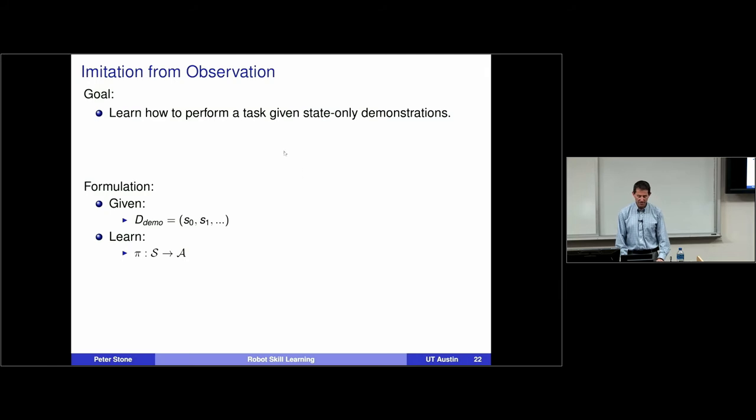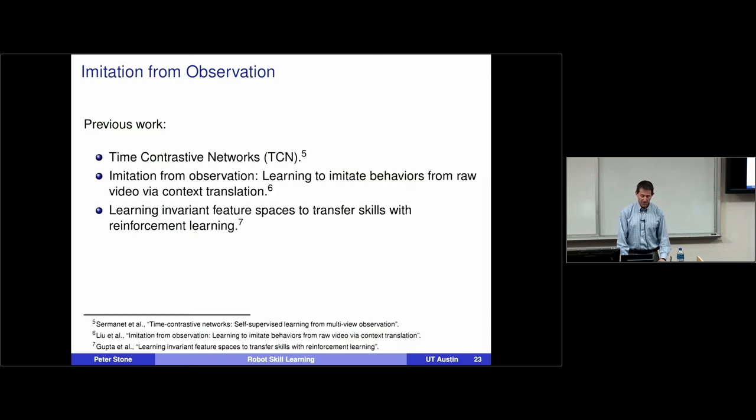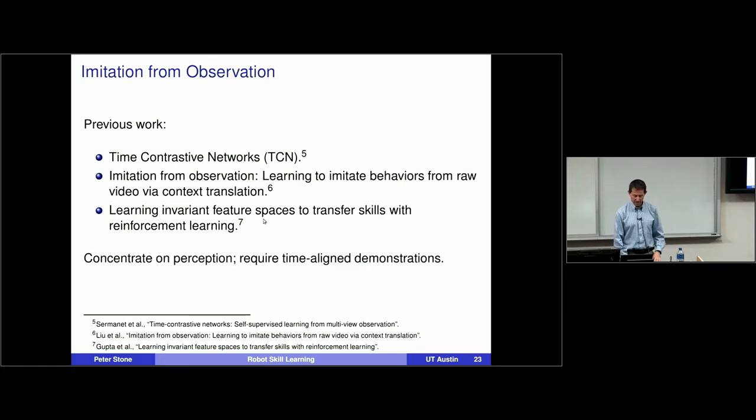So our goal is to learn how to perform these skills in a situation like that. We're given a demonstration of states, and we want to learn the policy that maps the states to actions that led to that sequence of states. There has been some other work in this space as well. As I indicate on this slide, the commonality they have, and the thing that differentiates it from what we're doing here, is that they mainly focus on the perception side as opposed to how you learn the policy.